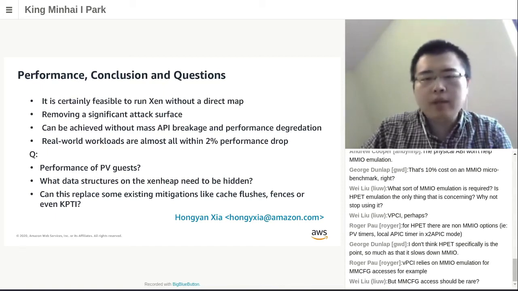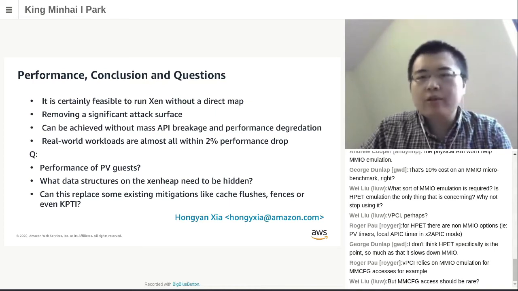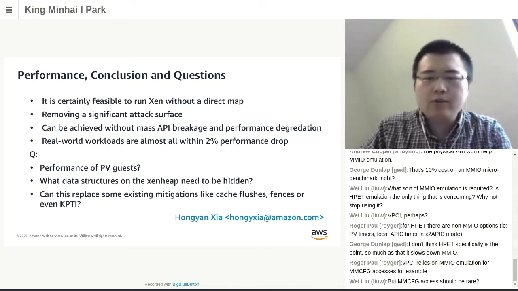They are mapped all the time. But we probably need to think about whether we want to map and unmap them, and what are the extra costs of hiding them. And of course, the third question is, we definitely haven't reached this point, but let's say eventually we hide all the secrets we want to hide. Can this replace other mitigations like cache flushes, fences, or even KPTI?